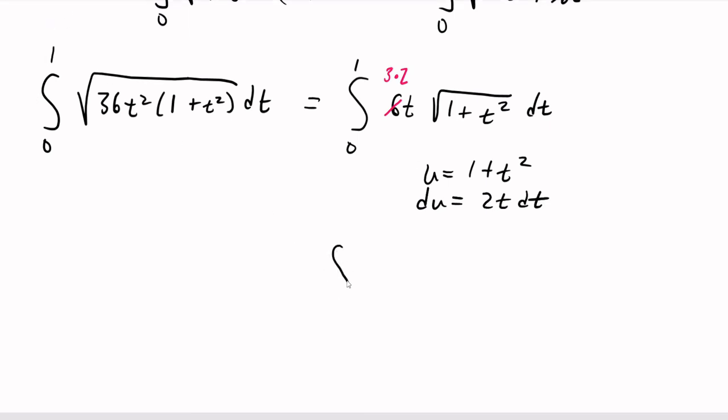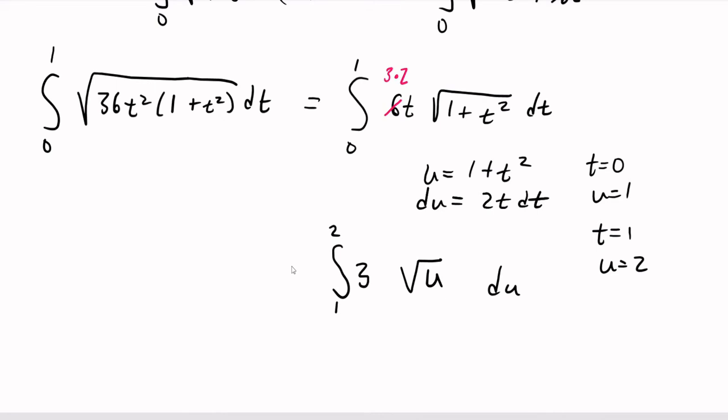This is going to be the integral. There's a 3 here. 2t dt becomes du. And then this is the square root of u. Now the bounds, again, this is up to you how you want to do it. Change the bounds, or leave them as t's and then just go back. Let's just change the bounds. t equals 0, u equals 1. t equals 1, again I'm just plugging in here, u is equal to 2. So this is going to go 1 to 2.